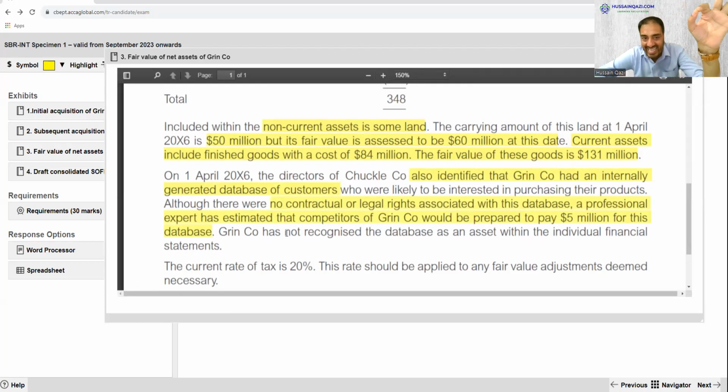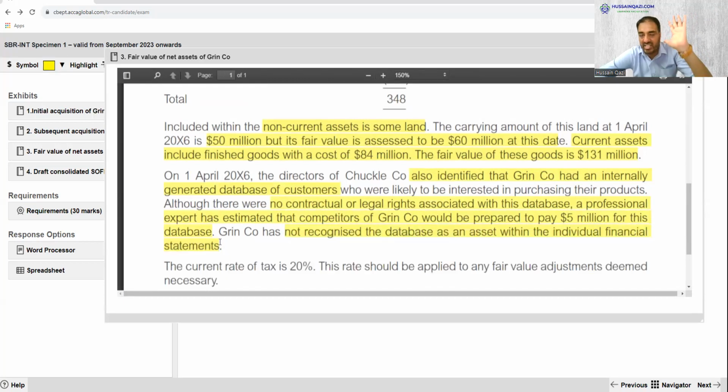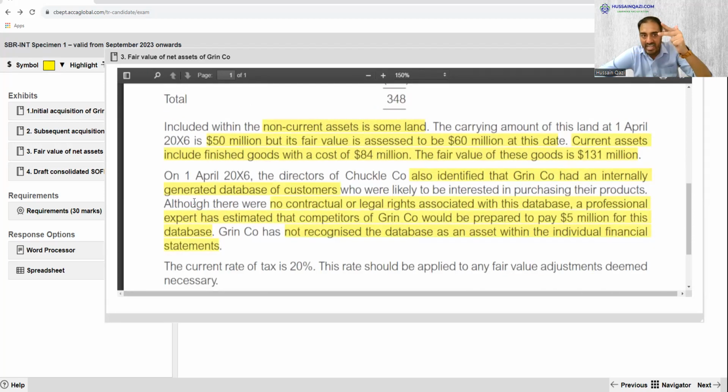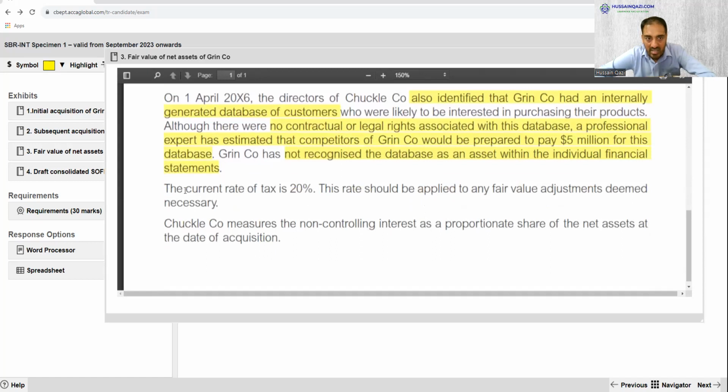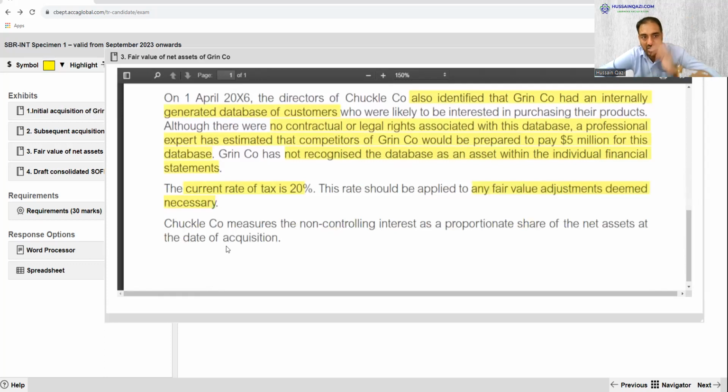Grin has not recognized the database in its individual financial statements. With respect to the individual financial statements, that was right according to IAS 38. But in consolidation, if the value becomes identified, we need to incorporate it as a fair value adjustment. So there are 3 fair value adjustments: land, inventory, and the database of customers. And make a deferred tax adjustment. Tax rate 20%. This rate should be applied to any fair value adjustment deemed necessary. It's very categorically mentioned: Chuckle measures NCI as a proportionate share of net assets at the date of acquisition.